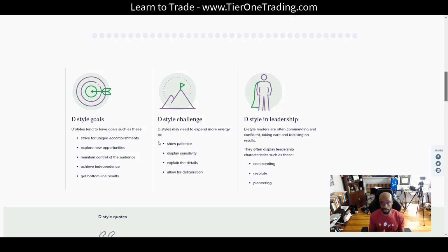Another challenge that isn't listed but is specific to trading in the D category is that Ds are very results oriented, right? Everything they do is set up to achieve a certain result. And in trading, we know this can get us into some trouble.